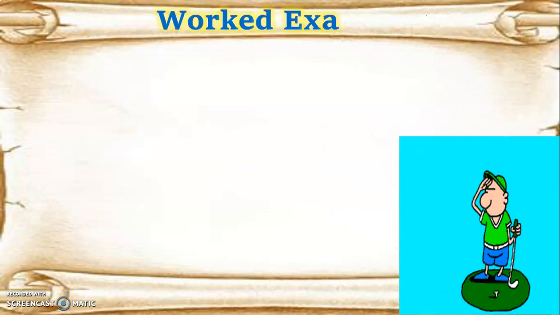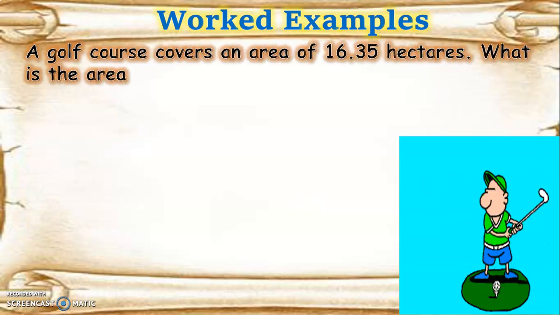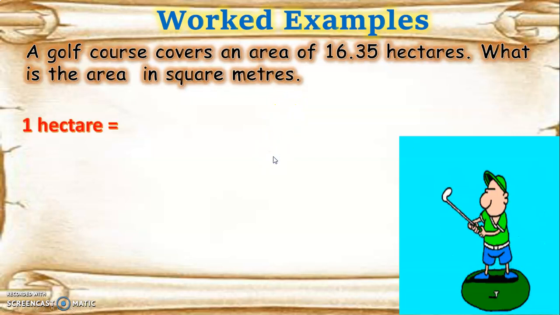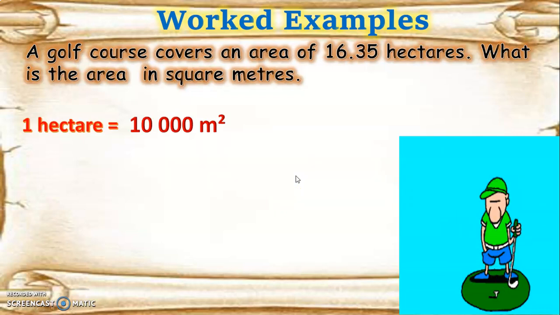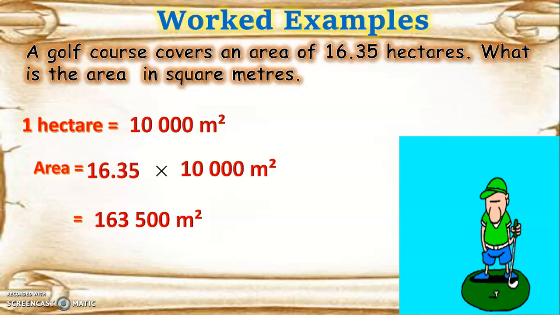Next one. Work example: a golf course covers an area of 16.35 hectares. What is the area in square meters? So in this part, we need to change from hectare to square meters. We know that 1 hectare is equal to 10,000 meters squared. So if we have 16.35 hectares, what we need to do is to multiply it by 10,000 meters squared. Then the answer will be 163,500 meters squared.